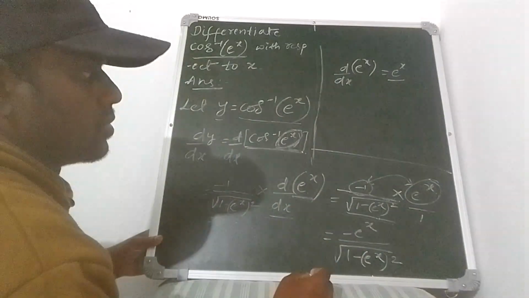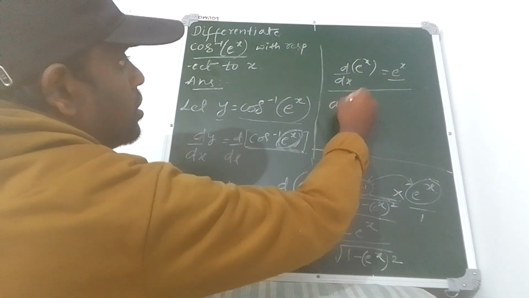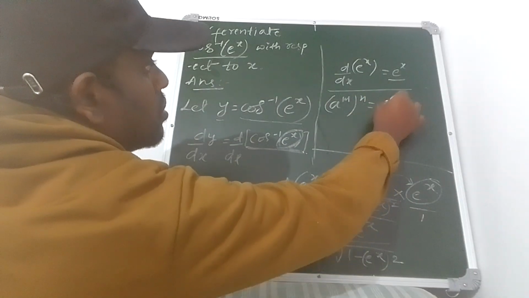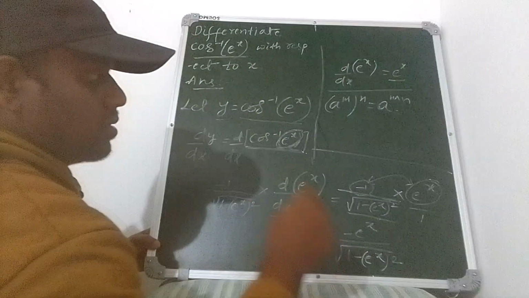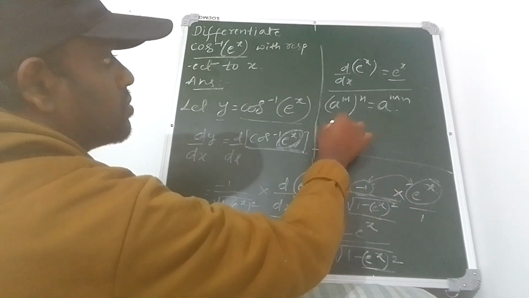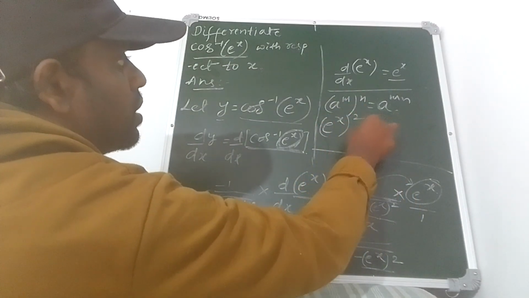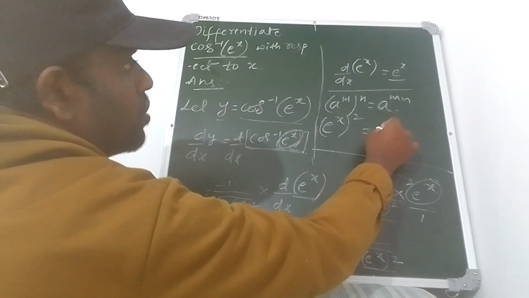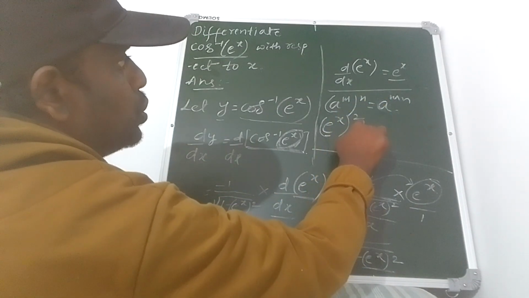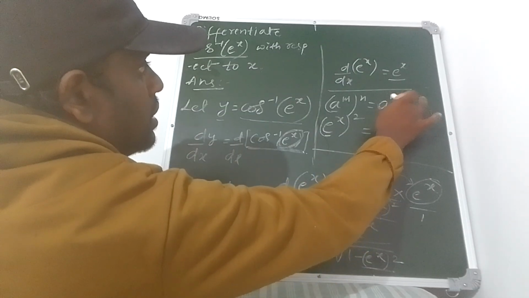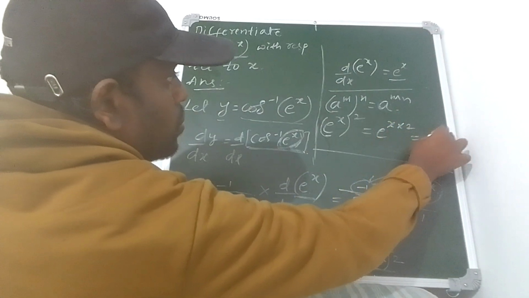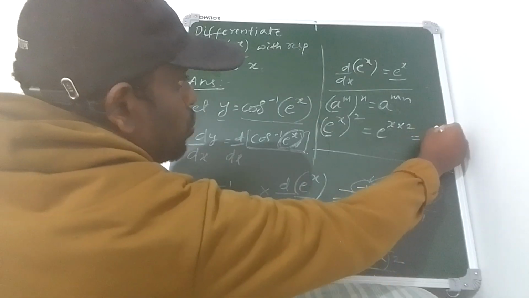Now we have a formula: a to the power of m whole to the power of n is equal to a to the power of mn. So take this part, e to the power of x whole square. According to this formula, write e as it is, and in place of mn we have x and 2. m into n means x into 2, so that is equal to e to the power of 2x.